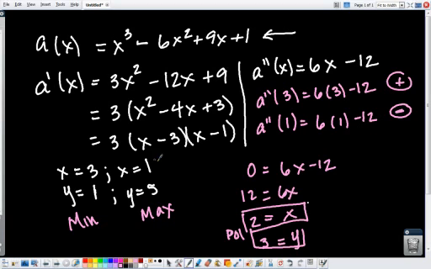So if I wanted to see if it was upward or downward, I'd go ahead and make a number line. My x-coordinate's 2, so I'm going to pick a number less than 2. I'm going to put it in the second derivative and see what I end up with. So if I choose negative 1, I end up with negative 6 minus 12, so I end up with a negative value.